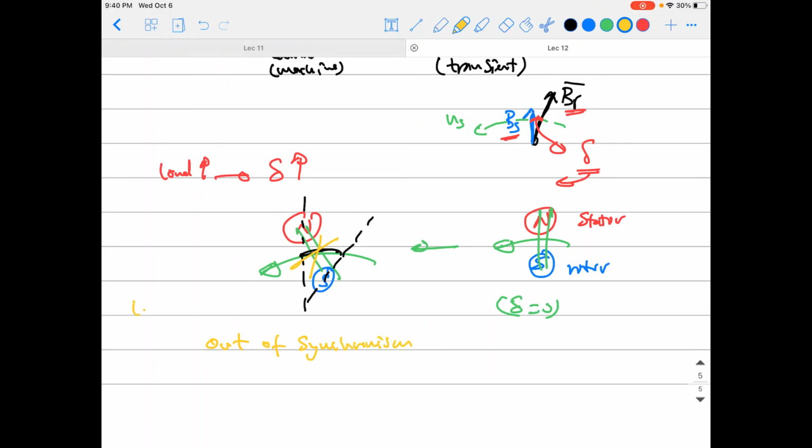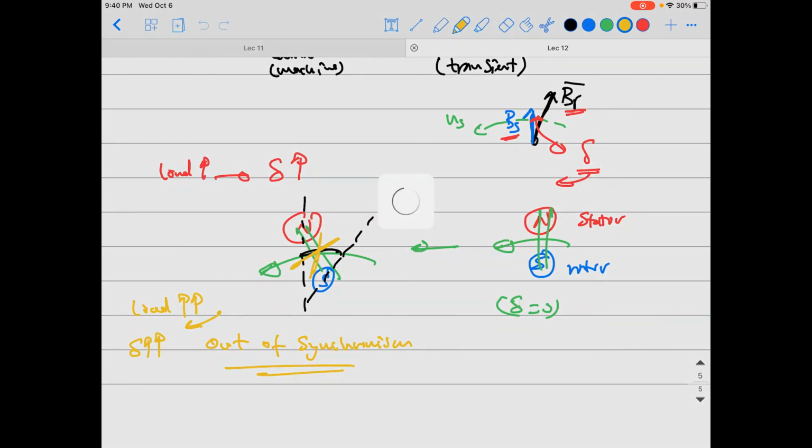Okay? And that happens if the load goes up too much, and this will result in delta going up too much until there is no connection between the poles of the stator and the rotor, and the machine goes out of synchronism, and that means a failure of the machine. The machine has to be tripped because it now means it's a very high load and the winding will start burning.